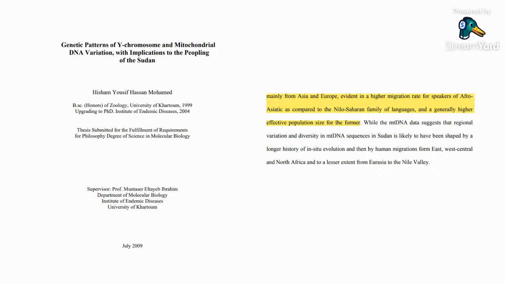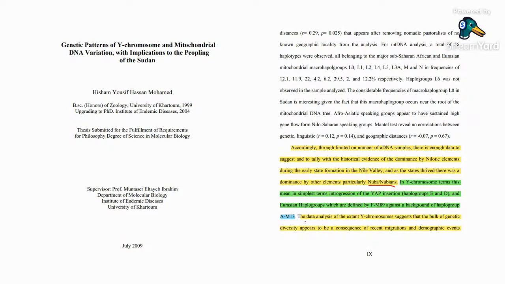All right, so again, as it said right here, according to the information, it suggests that the bulk of the genetic diversity appears to be a consequence of recent migrations of these lineages, specifically the YAP lineages and also the F-M89 lineages. All right, so the A-M13 would have been the original population of the Cushites, or within an original Cushite population.